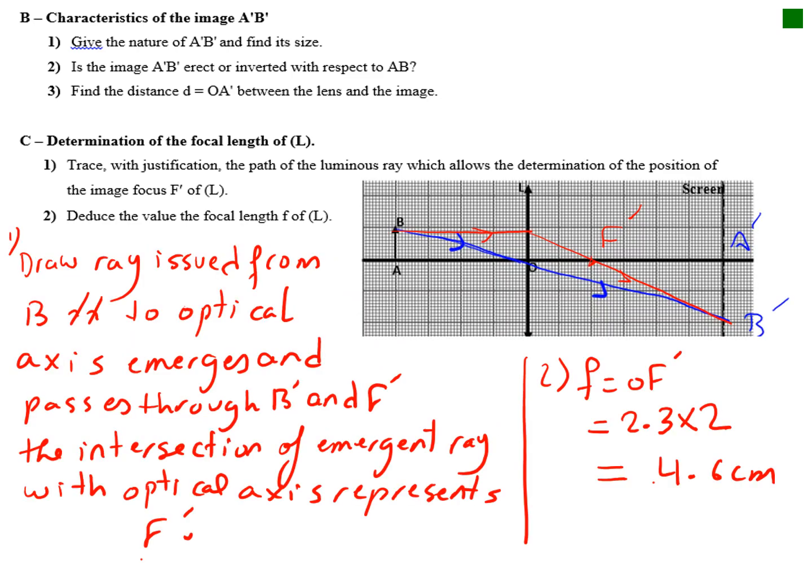Determination of focal length. Trace with justification the path of a luminous ray which allows determination of the position of image focus F'. Draw a ray parallel to the optical axis, emerging from the lens toward B'. The intersection of this ray with the optical axis is F'.